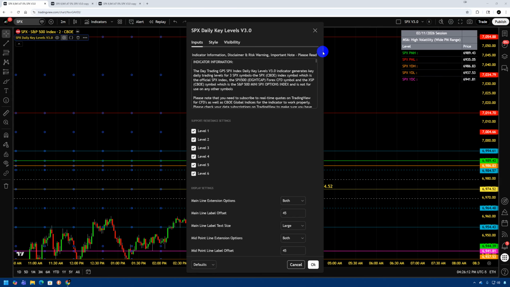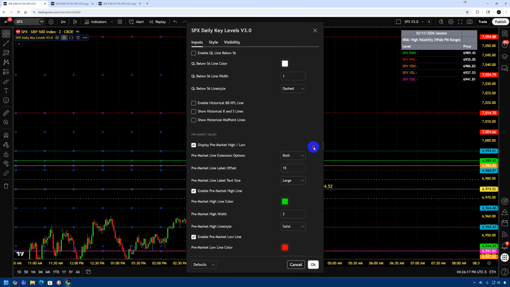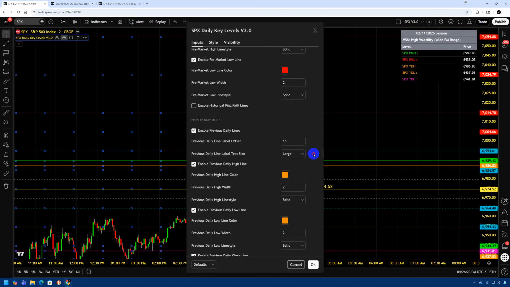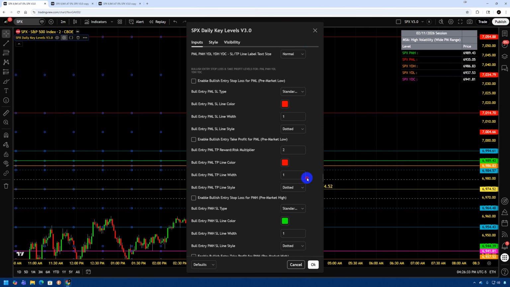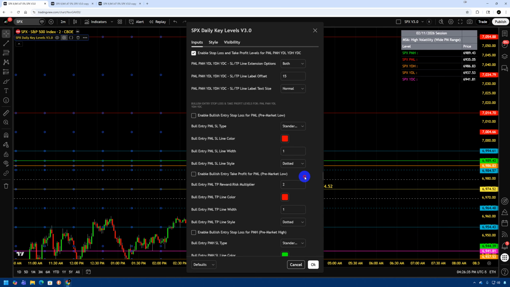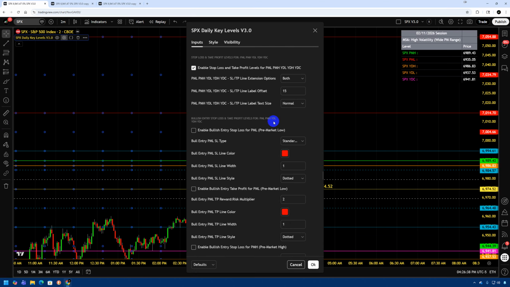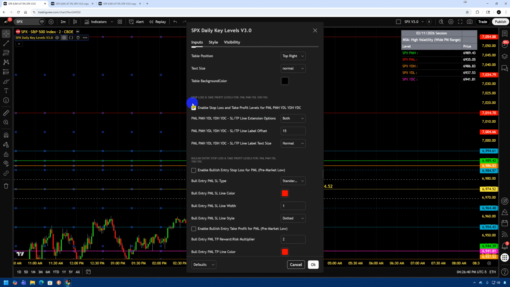Okay, so now we'll go on to one of the other new substantial features, and that is stop loss and take profit levels for the PMH, PML, YDH, YDL, and YDC key levels. As you can see here, we do have a section called stop loss and take profit levels for PML, PMH, YDL, YDH, and YDC.